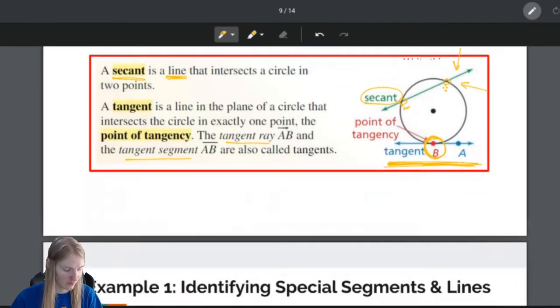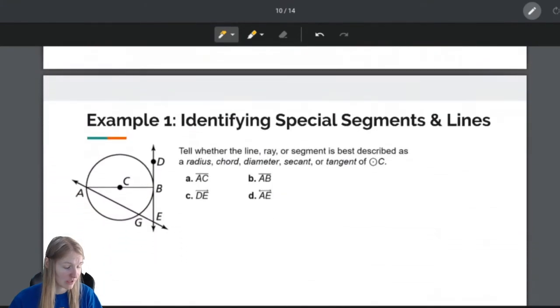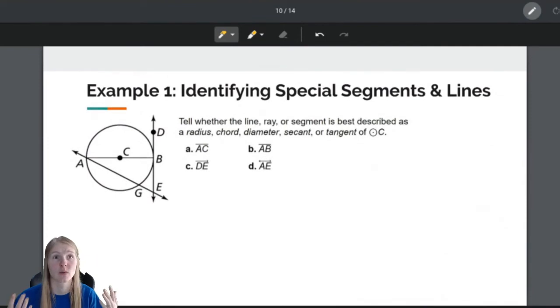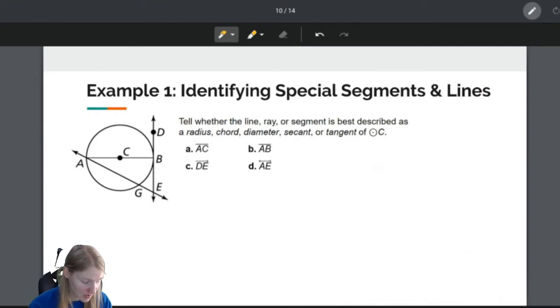That is all of our vocab for today. We only have 1 example today because there was so much vocab. I want to make sure that we have time for that vocab to sink into your brains. So we are just going to do 1 example. And that example is identifying special segments and lines. So they have given us different segments, rays, lines here, and we have to decide whether it is a radius, chord, diameter, secant, or tangent. Woo! We got to figure out which one of those it is.